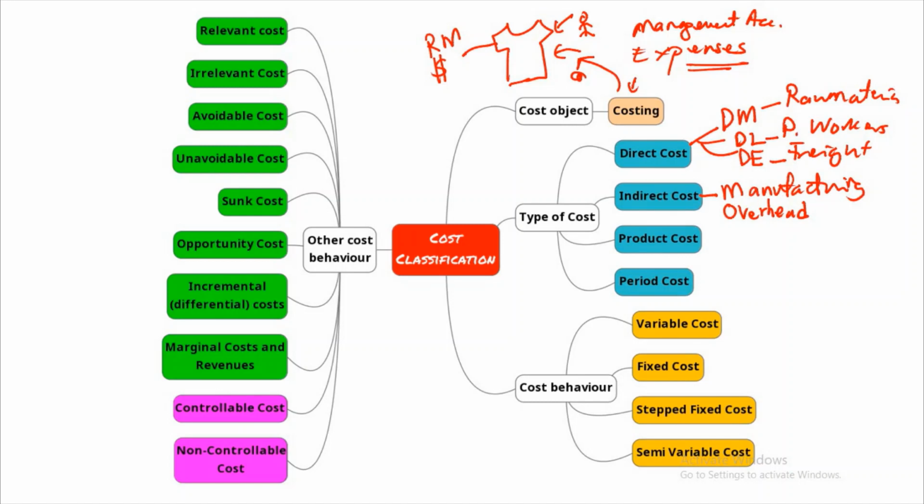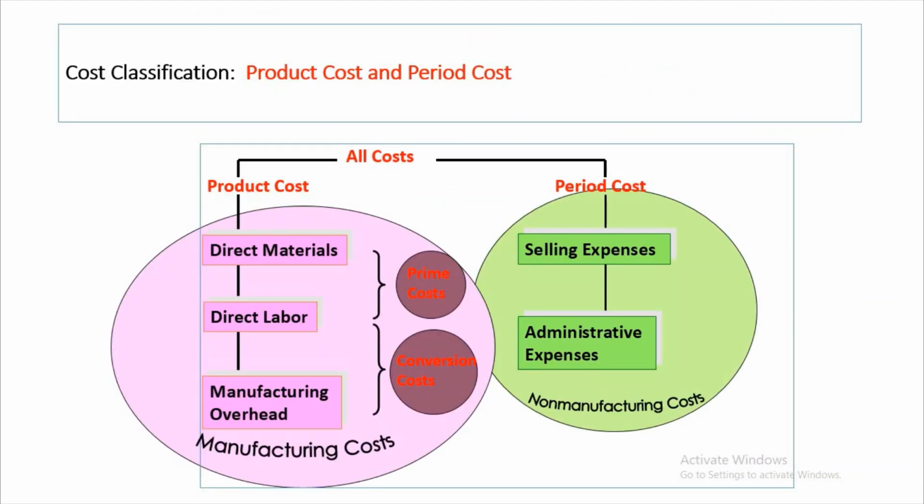So indirect costs would be manufacturing overhead, also called factory overhead. Examples, as I've given just now: rental, electricity bill, utilities bill, salary of your security guard, salary of your supervisor. That has nothing to do with the production directly, but they are needed in order for your production to run smoothly. Alright? Let us look at this diagram.